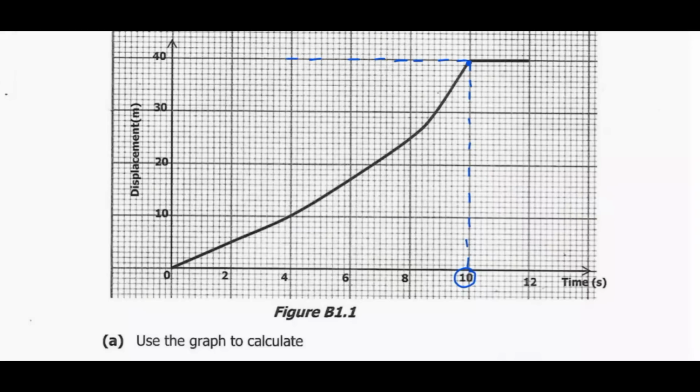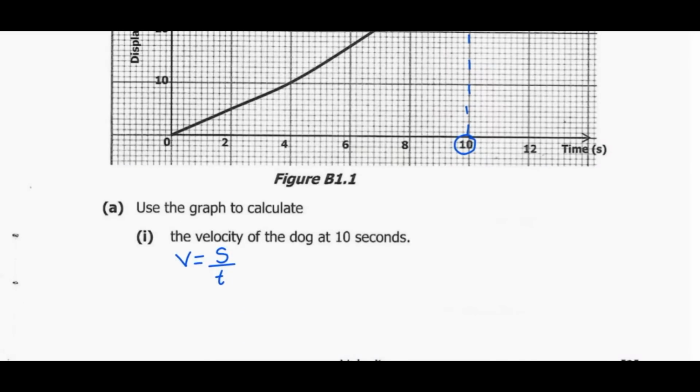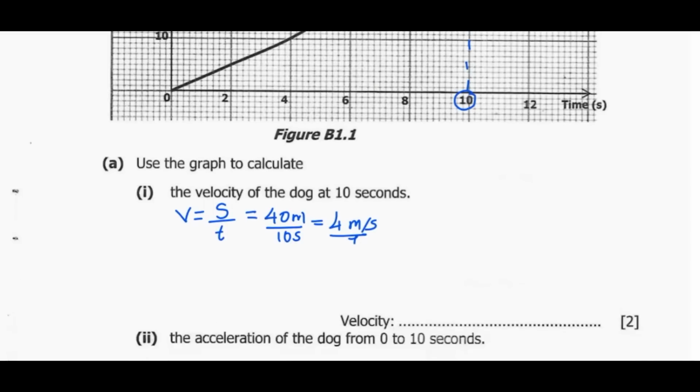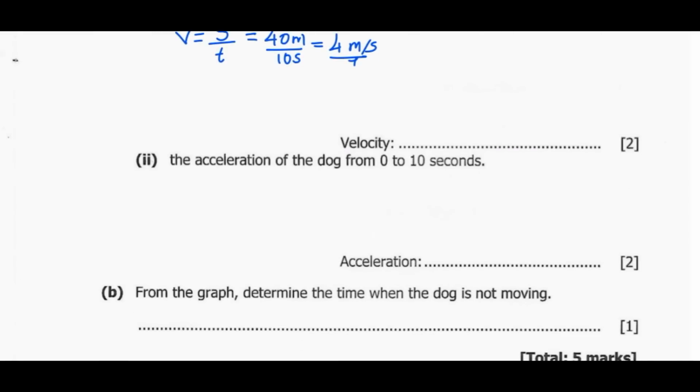So the point where this line will cut the y-axis is our displacement. So our displacement is 40. And we are lucky that our displacement is in meters, so we have no need of converting. So this will be 40 meters over 10 seconds, which gives us 4 meters per second. Remember, velocity is a vector quantity, speed is a scalar quantity. A vector quantity shows the magnitude and the direction.